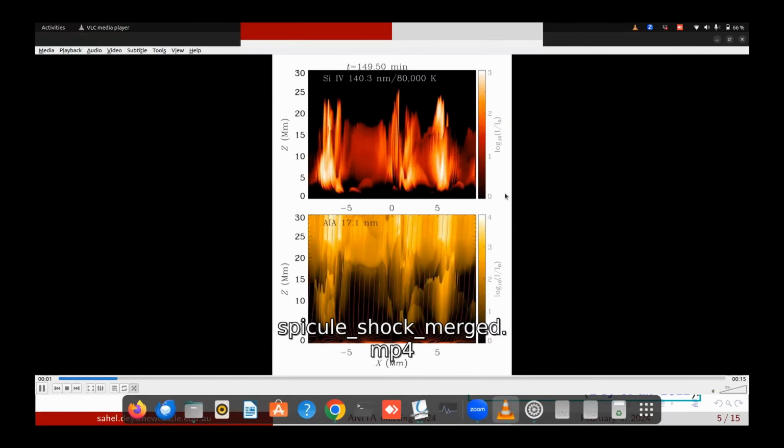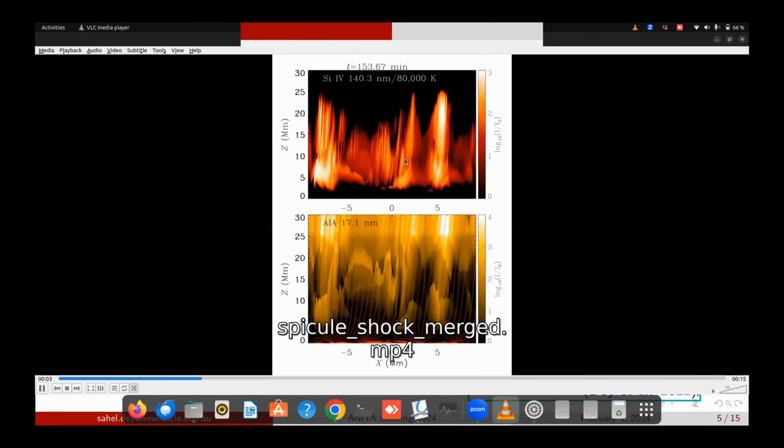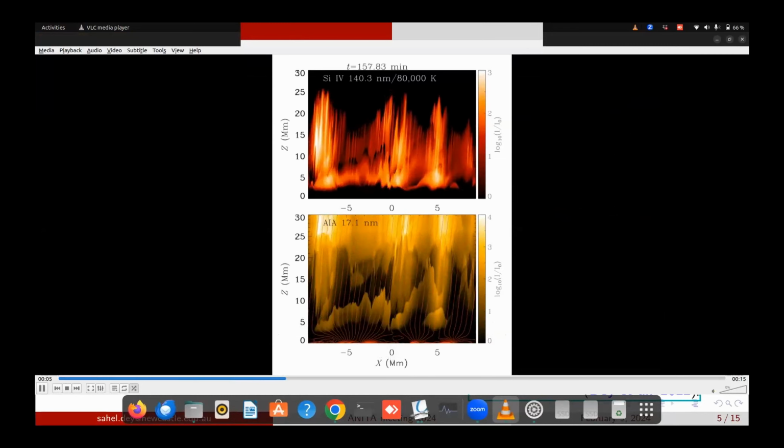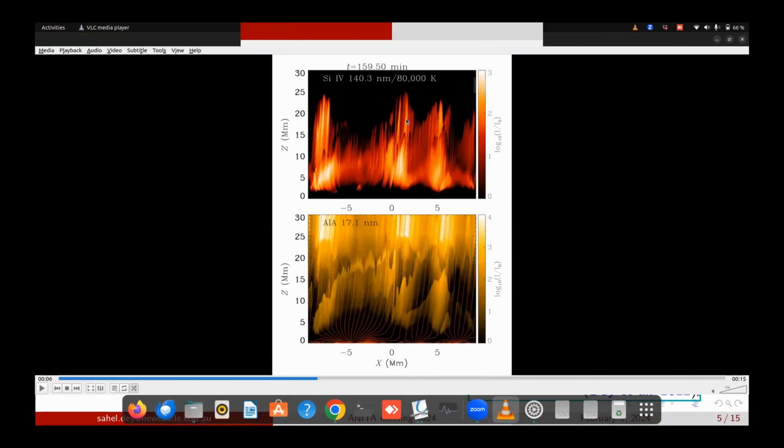So here you see these are the jet structures. They are following these overall magnetic fields, and they are really tall, like 5 to 20 megameters.